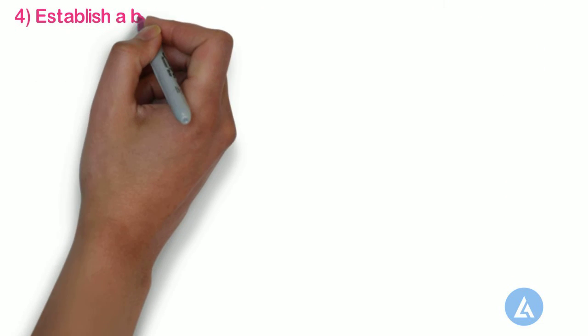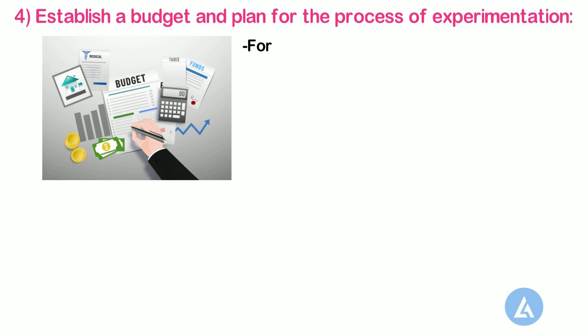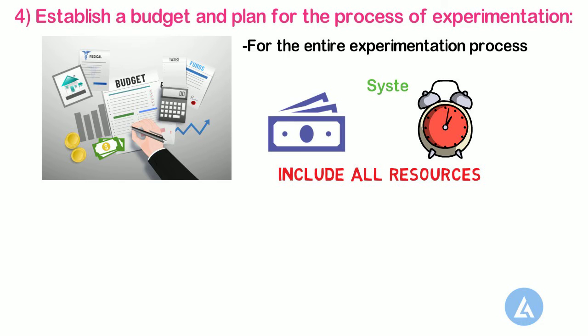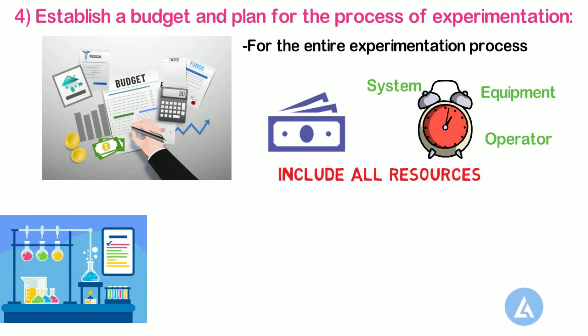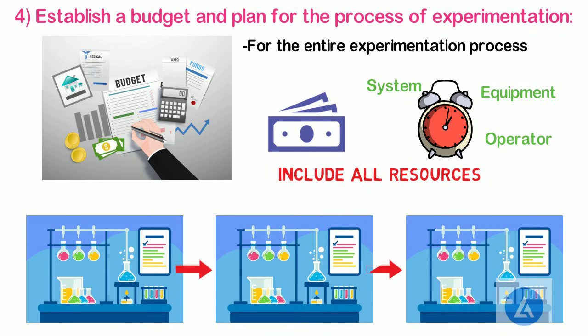4. Establish a budget and plan for the process of experimentation. Plan your budget for the entire experimentation process. Be sure to include all the resources needed to complete the experiment, such as systems time, equipment time, and operator time. Because the experimentation process is sequential, do not devote more than 25% of your budget to your first experiment.